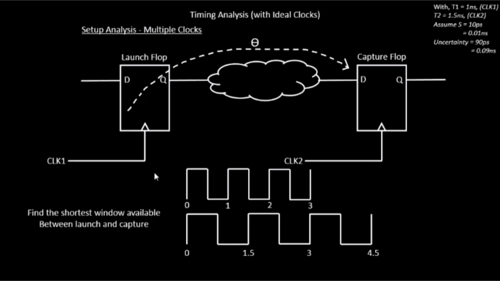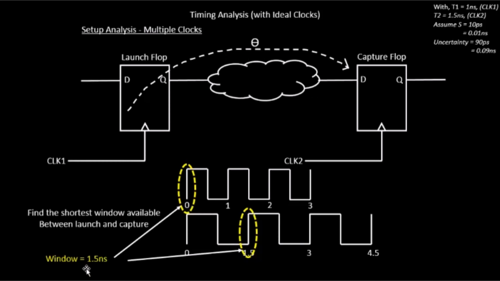What does that mean? For example, you launch at clock 1 at 0. The next rising edge that arrives at clock 2 is this one, and the time between this clock edge at the launch and this clock edge at the capture, the time available for the data to get captured, is 1.5 nanoseconds. So the window is 1.5 nanoseconds.